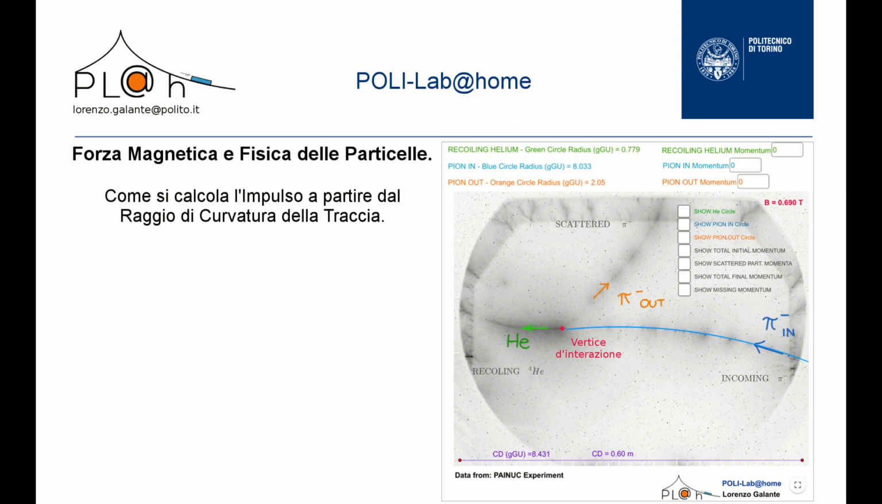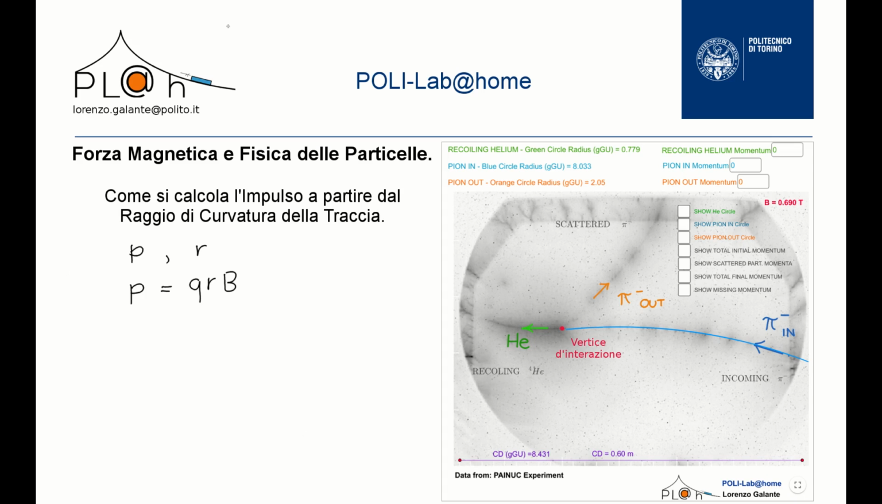From the theoretical section you can find on the site POLI Lab at home, in the post dedicated to this activity, we know that the relation between the momentum p of a particle and the curvature radius of its track is the following one. P is equal to the charge q of the particle times the curvature radius times the magnetic field B. Of course, this relation holds in the specific experimental situation in which we are working.